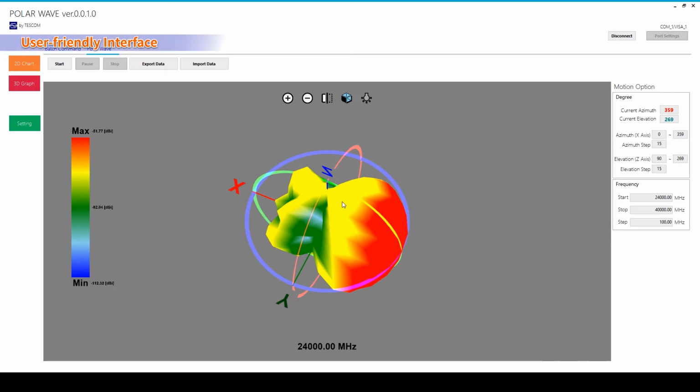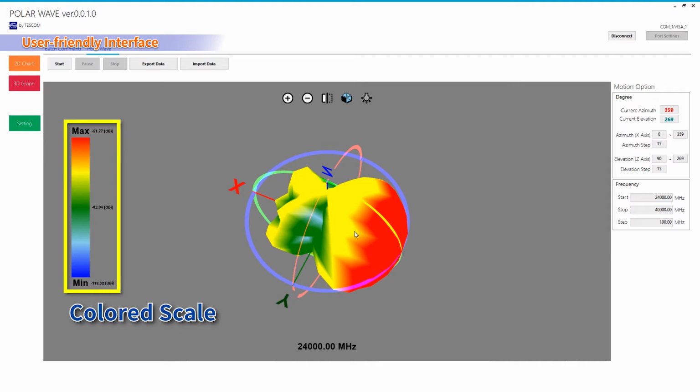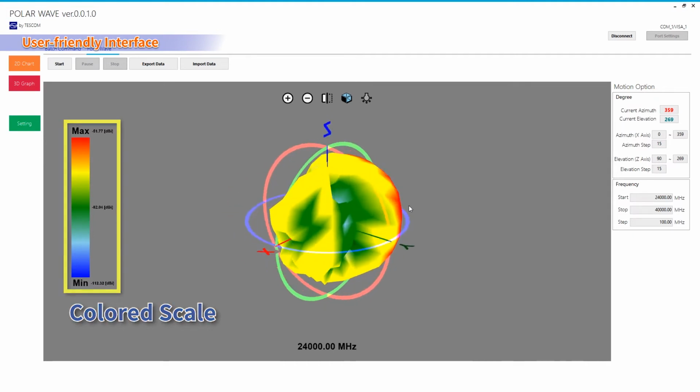Another strength of PolarWave is its user-friendly interface. On the left-hand side of the screen is a colored scale of the data that displays the maximum value as red and minimum value as blue. Naturally, it helps locating higher or lower points on the 3D graph.